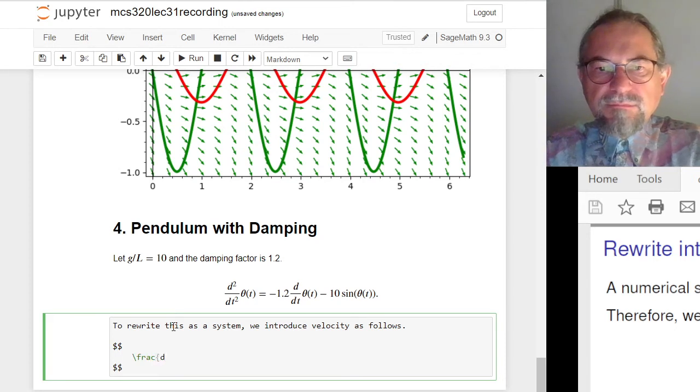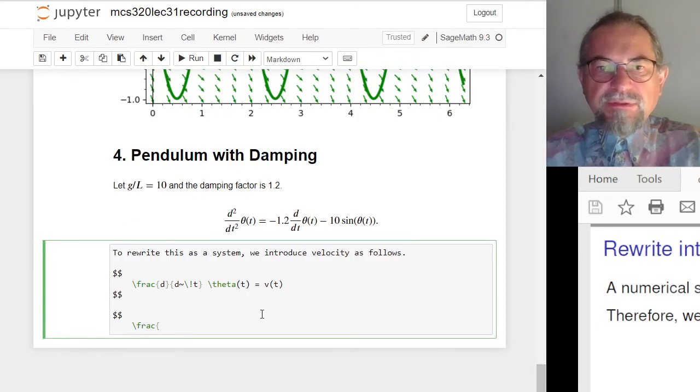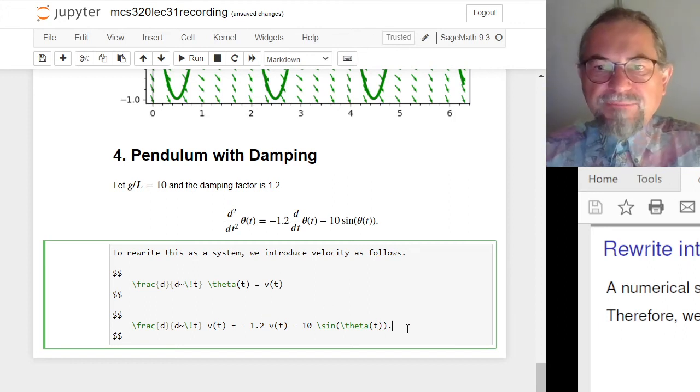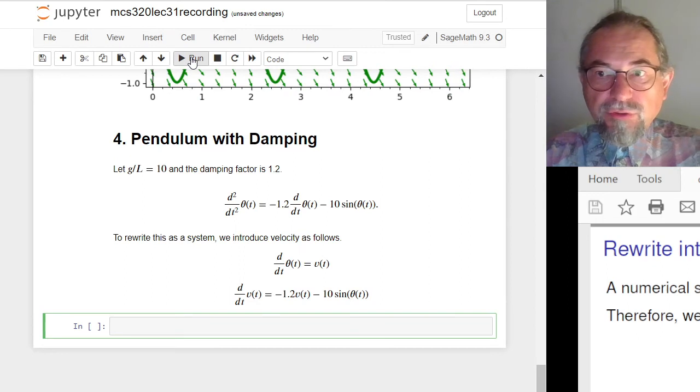So the derivative with respect to time of the function theta is the velocity. And I can then rewrite the second order derivative as the derivative of the velocity, and also put the velocity. So now I have two equations. At the left you see the first derivatives of the displacement and of the velocity, and at the right you see only the original functions, theta and the velocity.